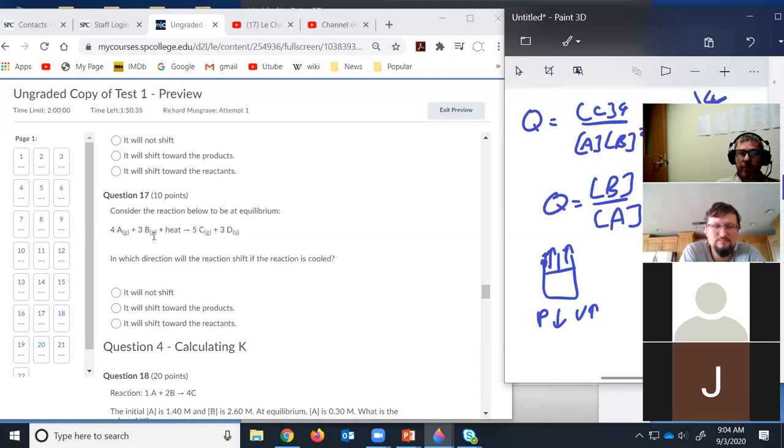So it's shifting toward the reactants for that one? That's right, Gabriella. Okay. Are you okay with why? Yeah. Okay. Does anybody have any questions about that?